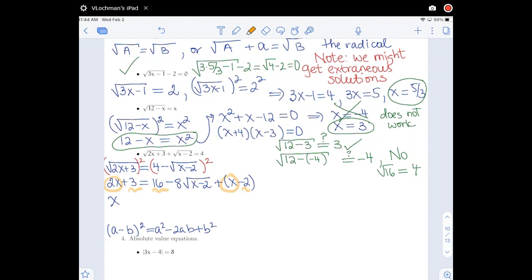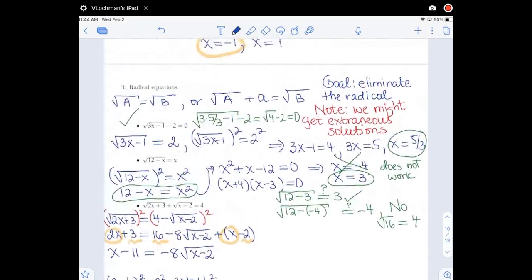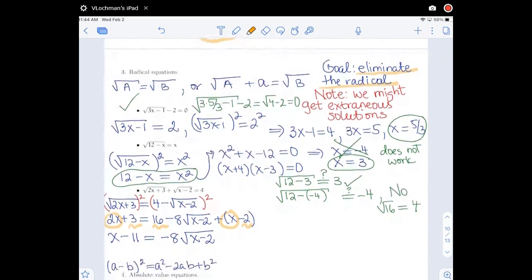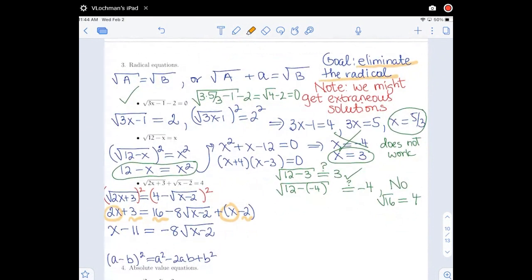And if I move it to the other side, that's 3 minus 14, which should be negative 11. So that's the expression on the left. On the right, I just get negative 8 root x minus 2. Okay, so here I still have that radical, right? Remember the goal: the goal is to eliminate the radical. So sometimes you would have to do it twice.